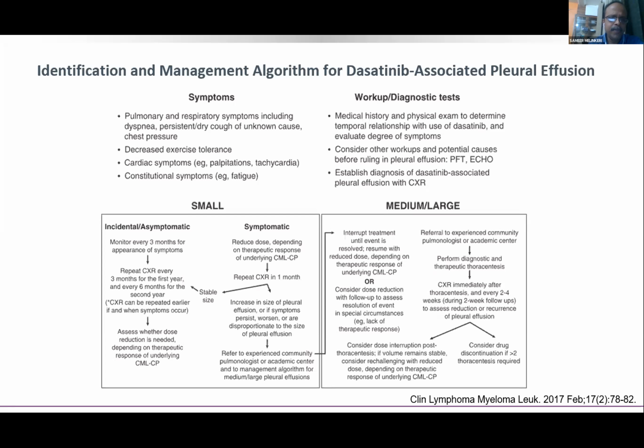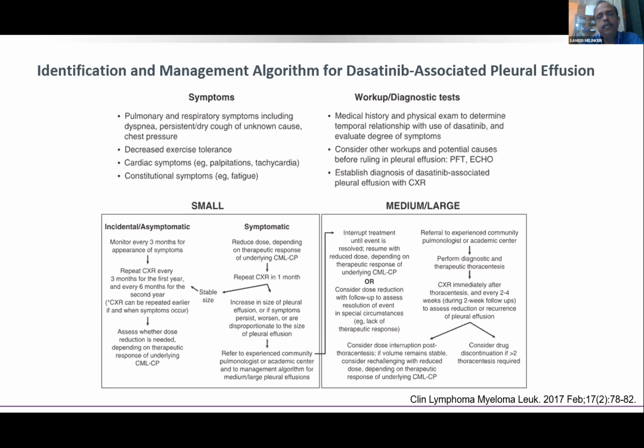If it is small, you continue to monitor every 3 months for appearance of symptoms, repeat a chest X-ray, 3 monthly for the first year, then 6 monthly for the second year, and then decide whether you want to reduce the dose. Remember, we are talking about 100 milligram once daily as per the Dasatinib trial. If the patient is symptomatic, you consider reducing the dose depending upon the therapeutic response of the underlying CML, and repeat the chest X-rays. If the size of the pleural effusion increases, then you may want to refer to a pulmonologist.